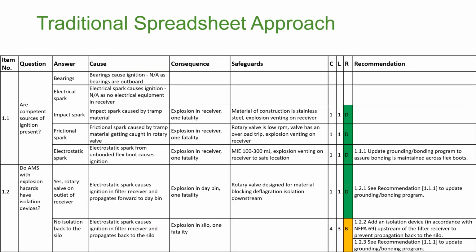So the more familiar tabular or worksheet approach, a bit like a HAZOP or a conventional PHA, breaks the process or plant into nodes, looking at the potential ignition sources, how those ignition sources could occur, the impact of the fire, flash fire, or explosion, and the safeguards that are in place. Consequence and likelihood scoring gives us a risk ranking, and there are recommendations here to improve or address any shortfalls.